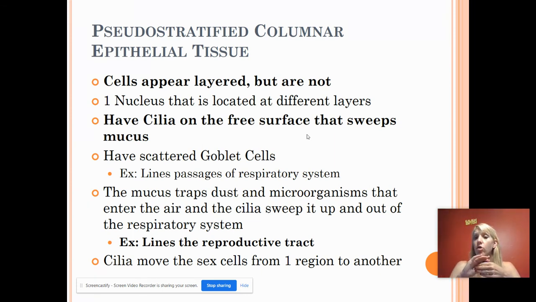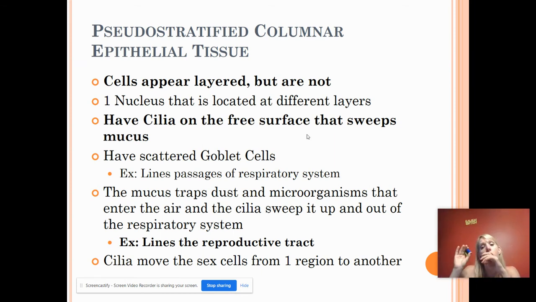So they also have scattered goblet cells. Remember goblet cells? They hold the mucus. That would be like in your reproductive tract. It can move sex cells from one to the other. It could be in your trachea. That's where I always think of it. And the cilia moves the dust particles up and out.